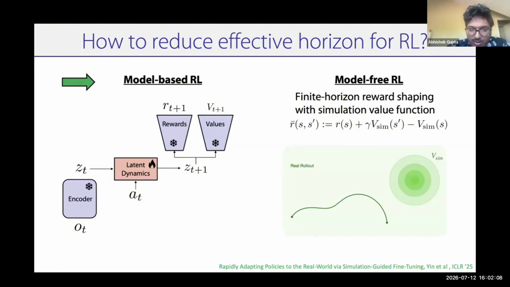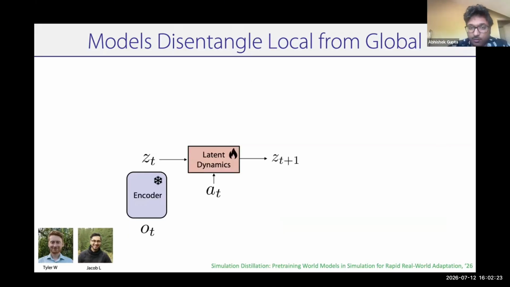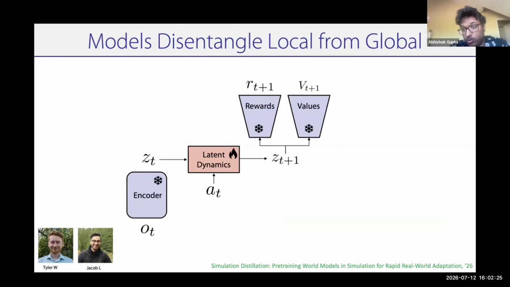Based on work done by my students Tyler and Jake, we're going to try and learn a latent dynamics model from simulation. A latent dynamics model just goes from observation to a latent, latent to a future latent, and a future latent to future rewards and future values. Just like a standard latent dynamics model, Dreamer, or TDMPC, and we're going to just distill this from simulation.